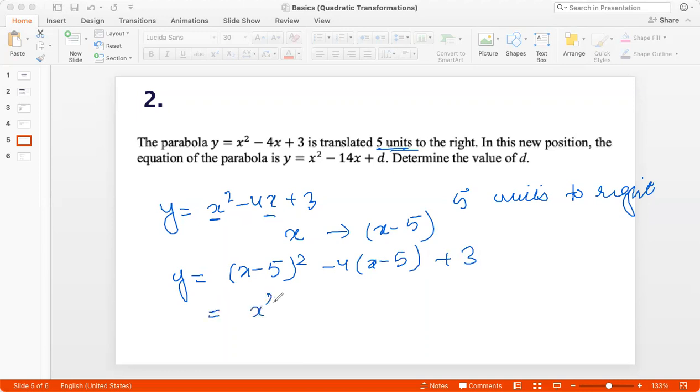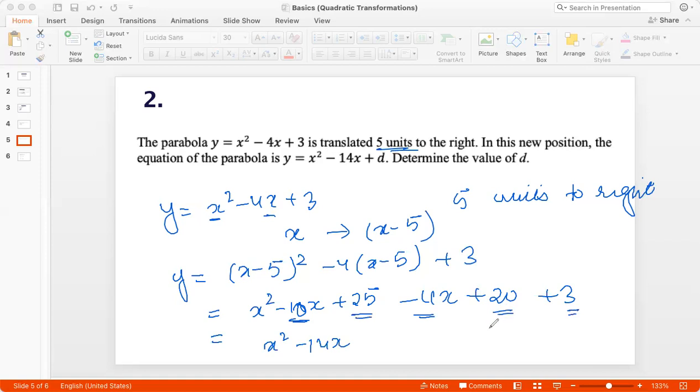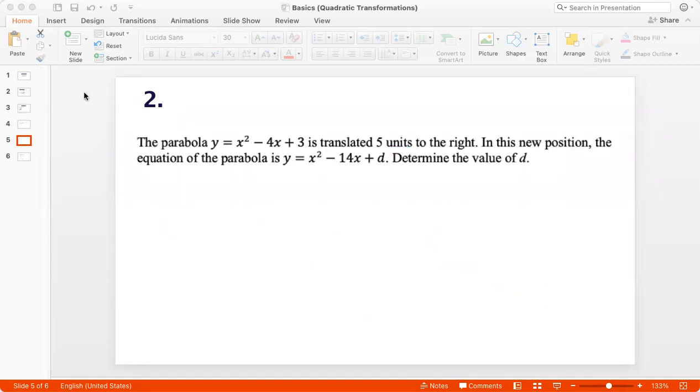So that becomes x squared minus 10x plus 25, because (x minus 5) whole squared would be x squared minus 10x plus 25, minus 4x plus 20, plus 3. So that's x squared, minus 10x minus 4x is minus 14x, plus 25 plus 20 plus 3, which is plus 48. So the equation of the new parabola is x squared minus 14x plus 48. So d is 48, right?